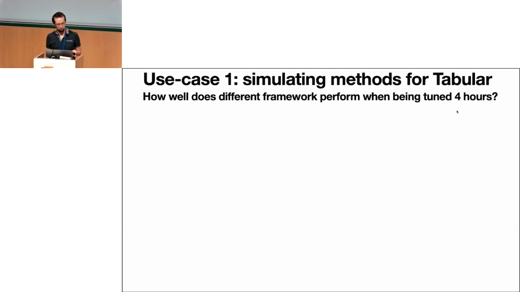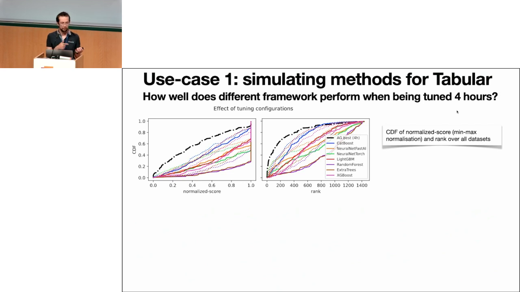So 2 things I want to show. One is that you can now show how different frameworks perform if you were to tune them and ensemble them. I'm showing one way, but you could do any way you like to compare. I'm going to show the CDF, so the whole distribution of normalized scores and ranks. You're better when you're on the top left. So AutoGluon in black here is the best method.